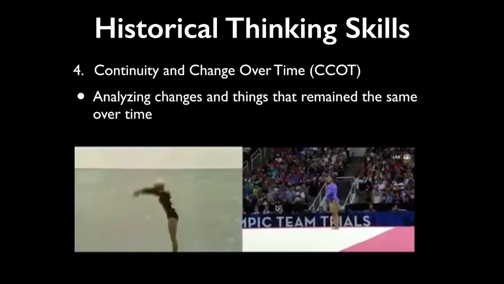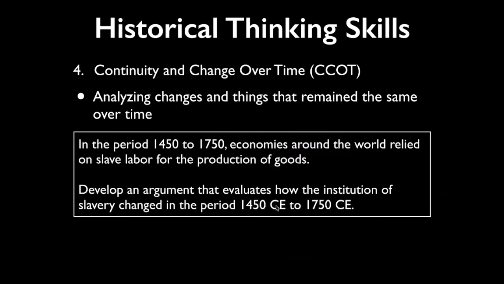So when you're doing CCOT, you're analyzing the changes and the things that remain the same over time, or a word we're going to use a lot is persisted, the things that persisted over time. So here you might get a question like, in the period 1450 to 1750, economies around the world relied on slave labor for the production of goods. Develop an argument that evaluates how the institution of slavery changed in the period 1450 CE to 1750 CE. Here, I'm glad your eyeball is hopefully already starting to come towards this word right here, this word change, which suggests that you're using this historical thinking skill of analyzing continuities and changes over time.